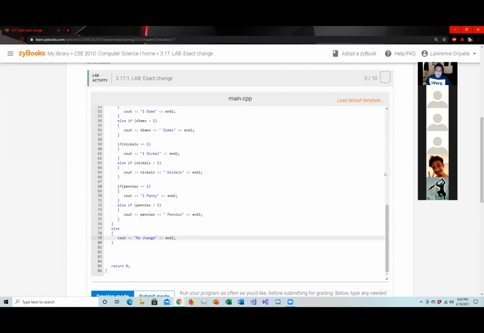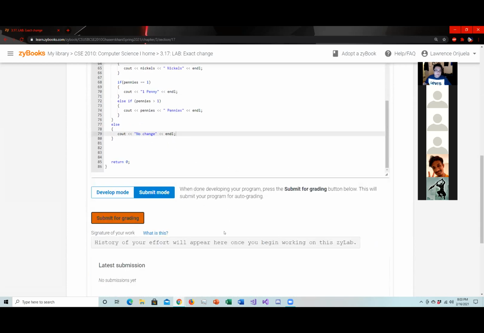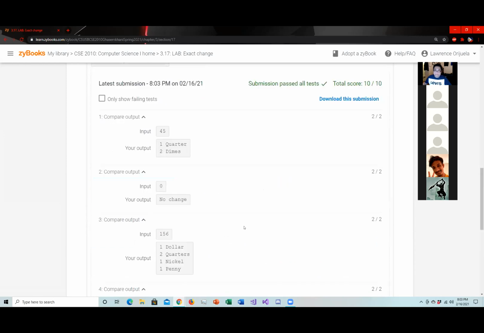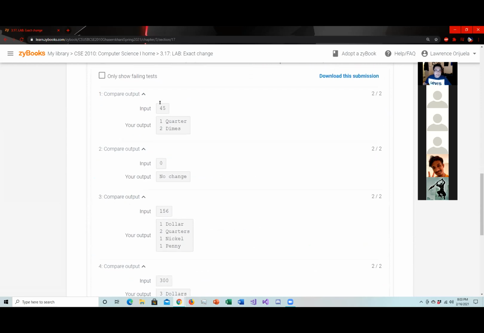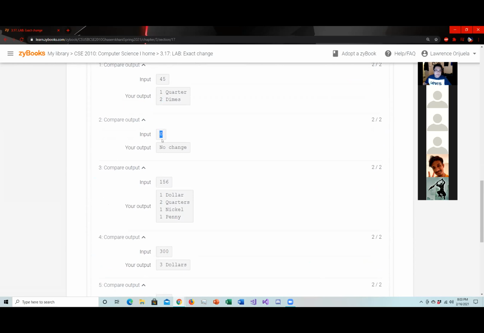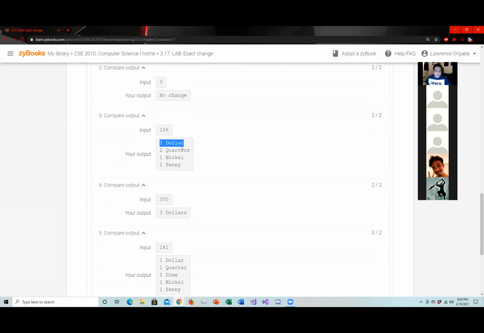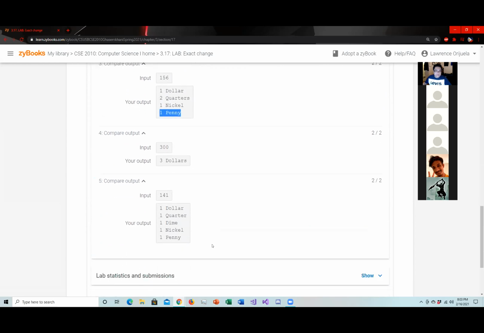Okay, great. So now do we think it'll work? I think so. Well, there's only one way to find out. Yep, it works. So if it was 45, it would say 1 quarter, 2 dimes. If it was 0, it would output no change. It's 156: 1 dollar, 2 quarters, a nickel, a penny.